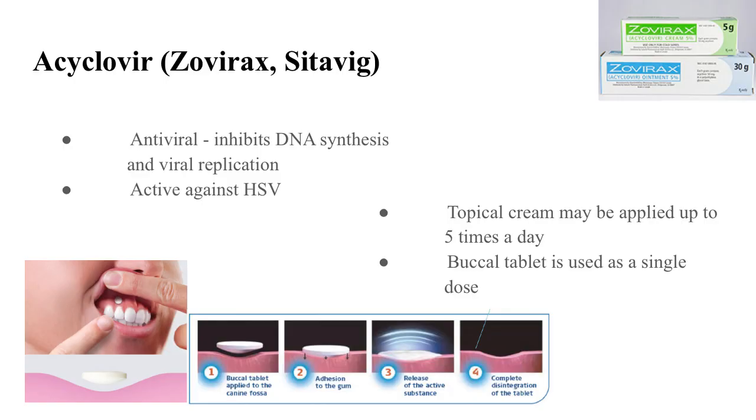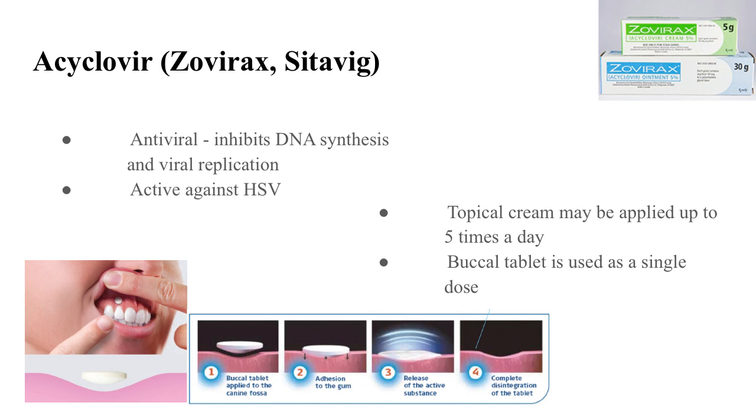Acyclovir is the gold standard agent. It's active against the herpes simplex virus. It can be used both for herpes simplex 1 and herpes simplex 2. The topical cream can be used to treat cold sores, and it can be used to treat exacerbations of herpes simplex 2 or genital herpes lesions.